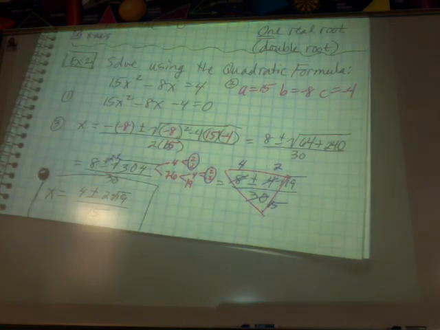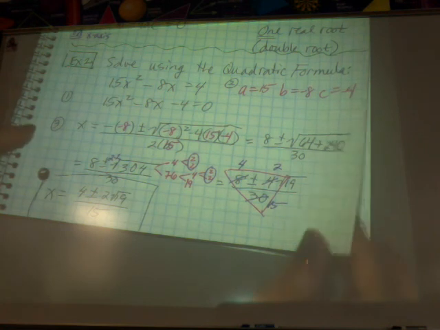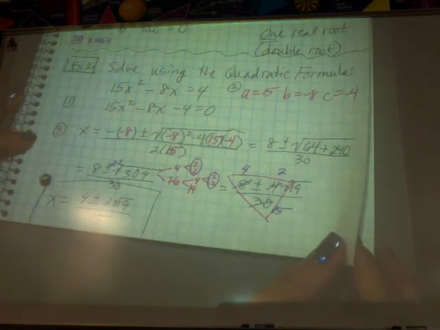All right, the last thing that we're going to do is you're going to use the determinant to find the number of solutions. Are you ready? Flip it.